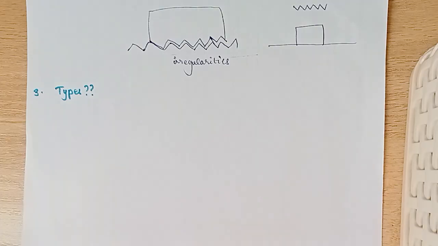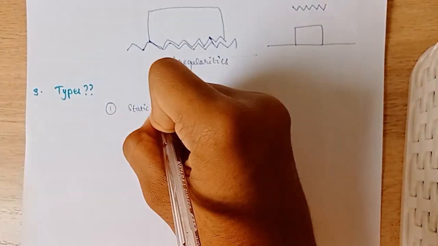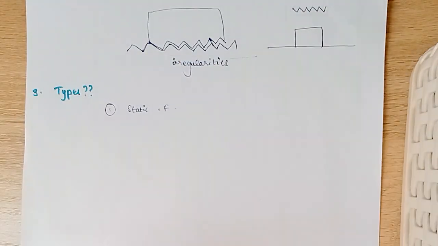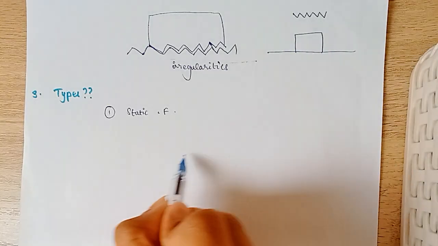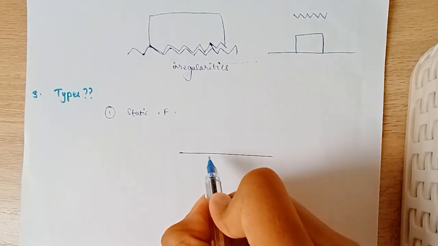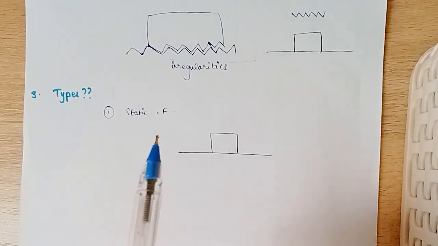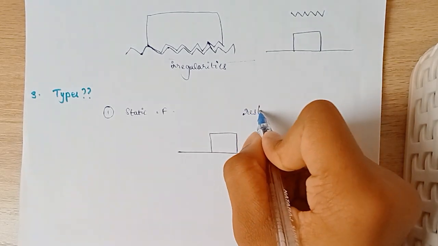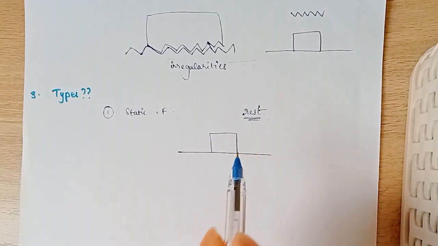Now let's look at one of the most important topics in this chapter, that is types of friction. So there are mainly 3 types of friction. Number 1, static friction. Now what do you mean by static friction? Static friction acts when the object is at rest. For example, if you have a table and you keep a box on top of this. So right now you're not applying any force on this box. So this box is at rest. When an object is at rest, the friction that acts on this body is called static friction.